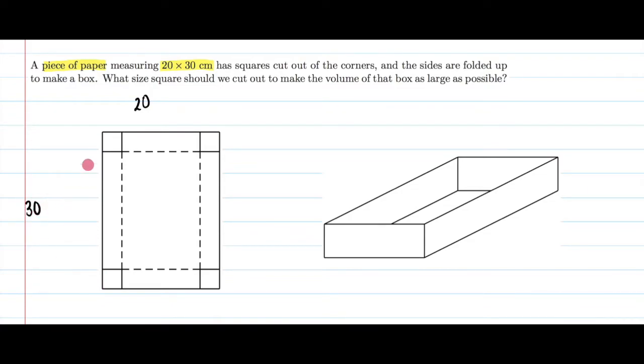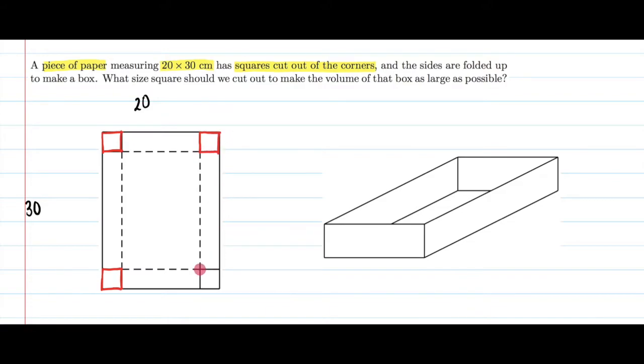Now, what else are we told? We are told that squares are cut out of the corners. So let's draw in that piece of information as well. We know that we're going to cut out squares from the corners. Now, what do we know about squares? We know that squares have the same length and width. And you'll probably think to yourself, why are you telling us something so obvious? Well, that's going to come into play later. So just store that away in the back of your mind.